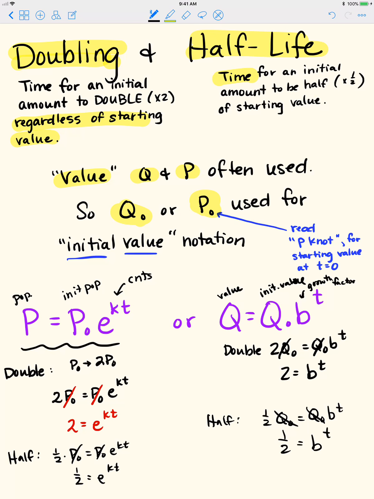Okay, so that's the algebra that's going to happen with a lot of these, and the setup is that you can do this doubling equation or the halving equation on the initial value, and it is completely irrelevant as to what that starting value is if you're looking for it to exactly double or to be half there. Okay, so a few examples on these.